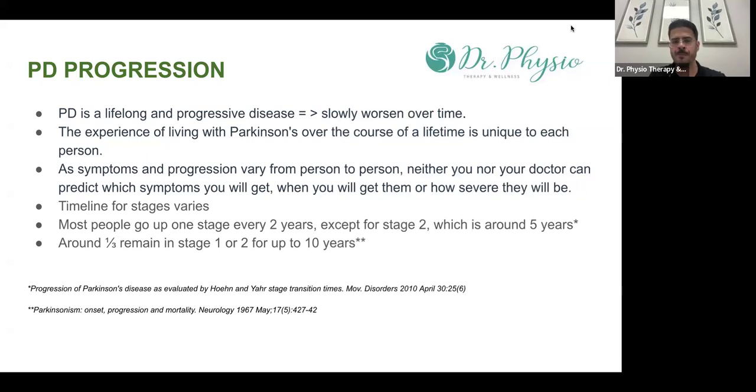So what we know so far, most people go up one stage every 2 years. Okay. So we have 5 stages, so every 2 years, go up one stage. However, on stage 2, the research tells us, people can stay around 5 years. So you just buy more time, and 1/3 of people can stay on stage 1 or 2 up to 10 years. So that's why the disease manifests differently from one person to another.